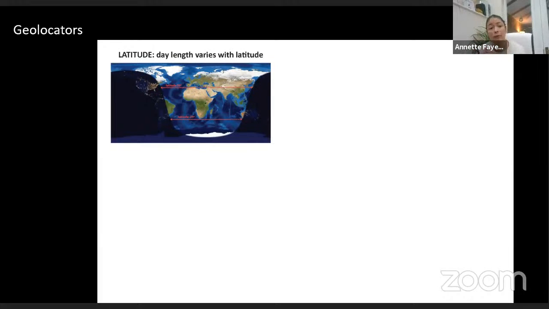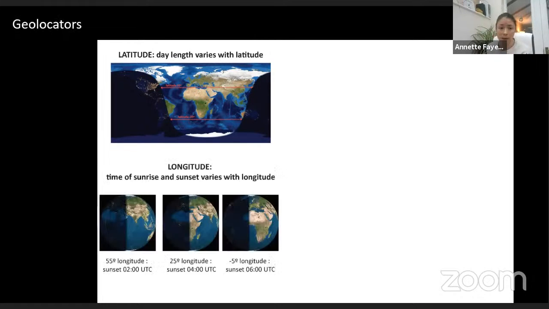So essentially, if you know the day length where you're located, then you can work out your latitude. So how far north or south you are. And that's because, for example, now we are in the winter in the northern hemisphere. If you go north, the days are becoming shorter, and vice versa in the southern hemisphere. And if you know the time of sunrise and sunset, you can also work out how far east or west you are. And that will be giving you your longitude. And that's because the sun rises and sets at different times around the globe. This causes jet lag, for example, when we travel to the US.